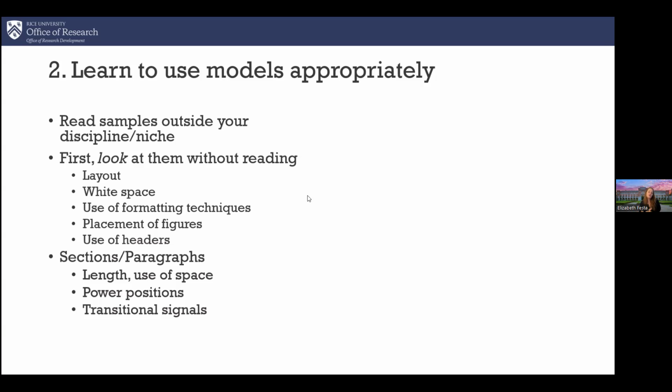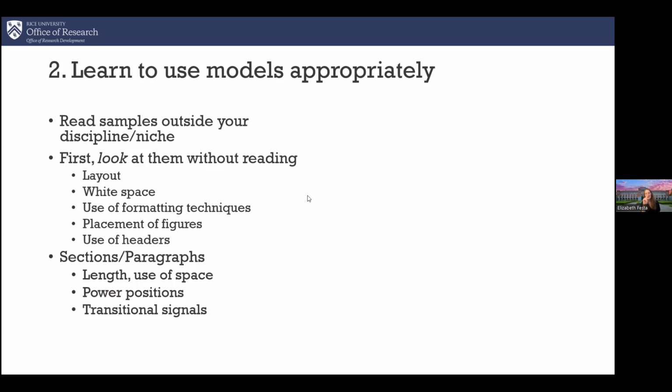So then I want you to drill down and look at sections and finally paragraphs. Look at the length, look at the use of space. Within a single paragraph, you might look at the power positions, which are the first and last sentences of a paragraph. Usually you have a topic sentence, and you have a transitional sentence at the end of the paragraph. How are they using those positions really effectively so that if the reader was just looking at first sentences of paragraphs, this would actually form a skeleton of the document as a whole?